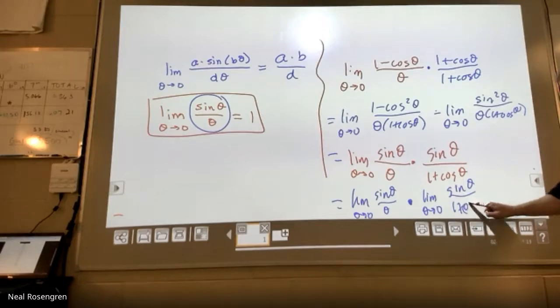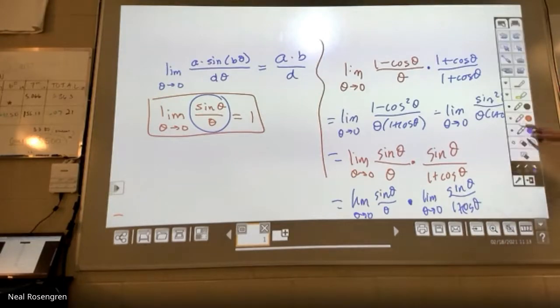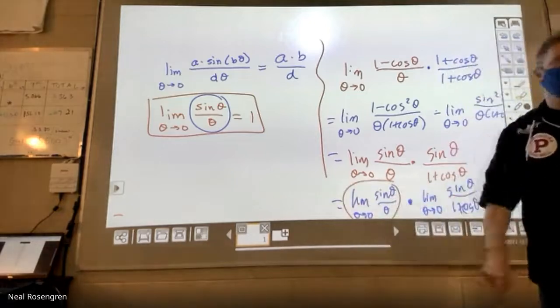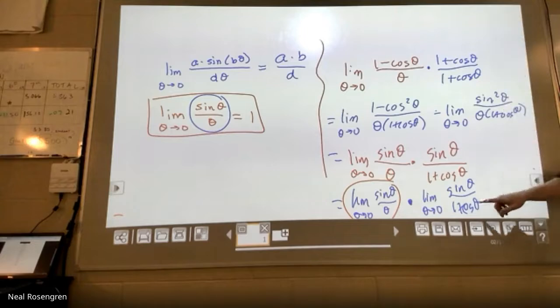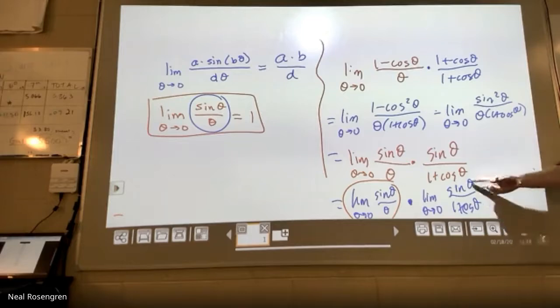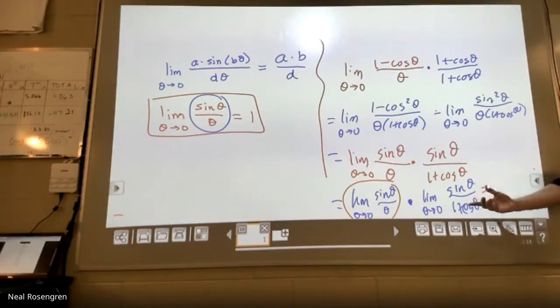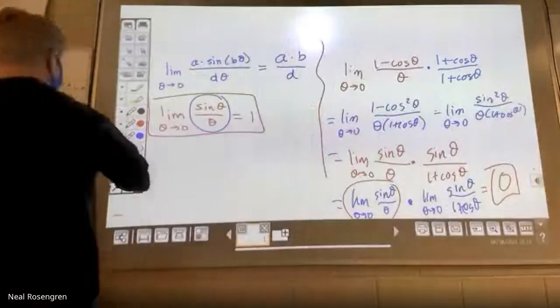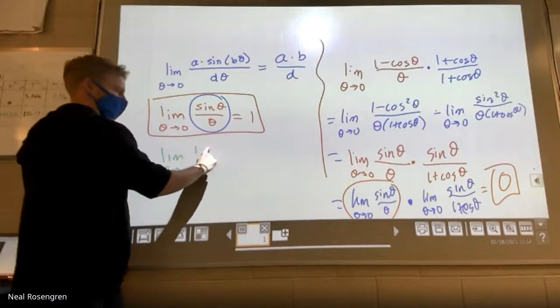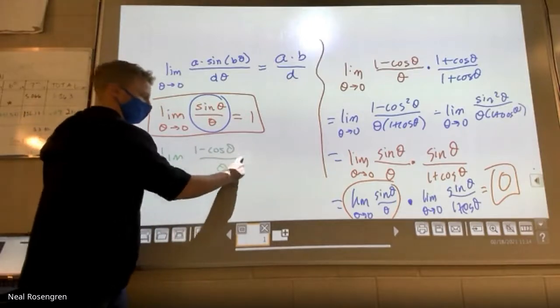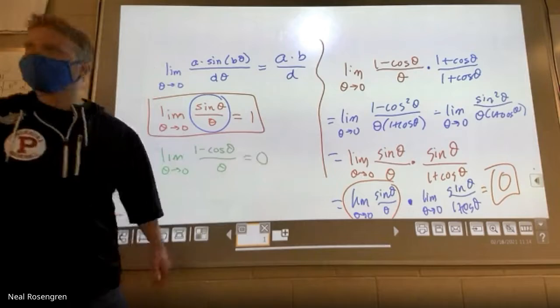cosine of theta, because this is 1. And once I have that, then I can just drop in 0 up top and on bottom and see what I get. Sine of 0 is 0, and so 0 over 2, 1 times 0 ended up being 0. Which is why this limit, the limit as theta goes to 0 of 1 minus cosine of theta over theta, is 0.